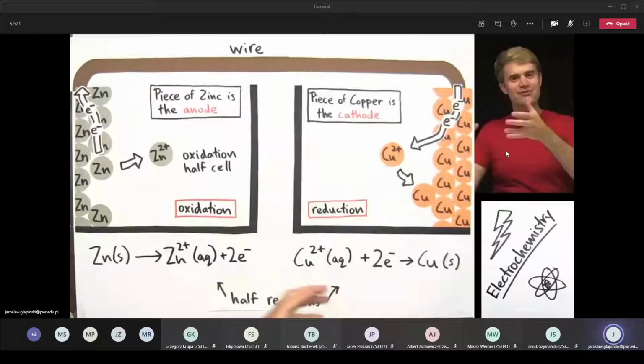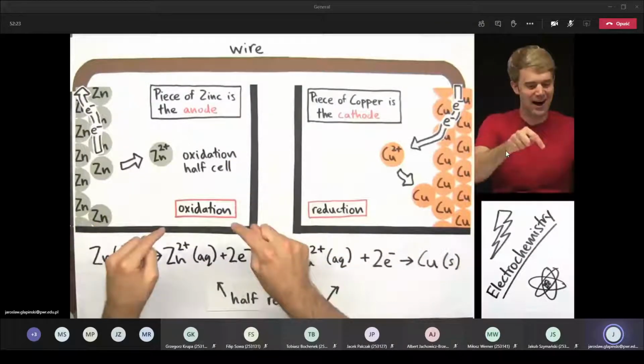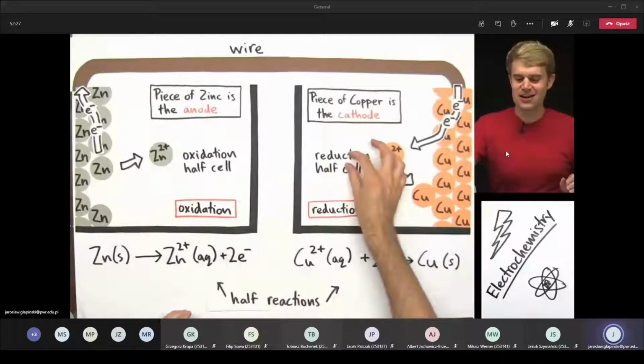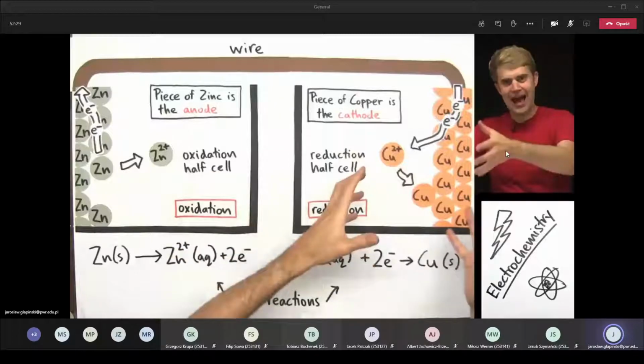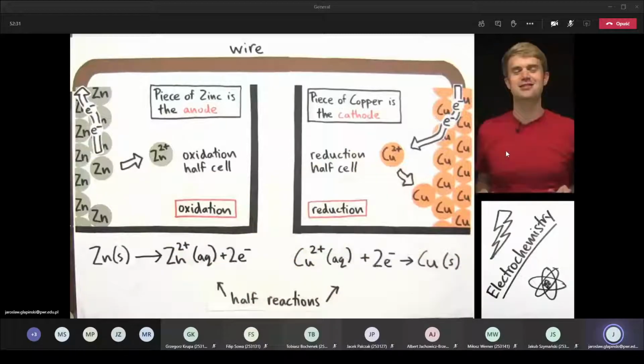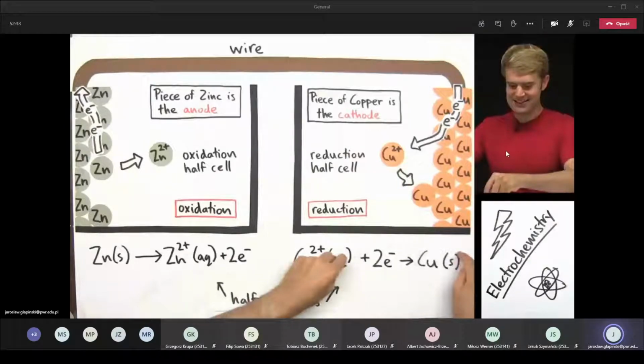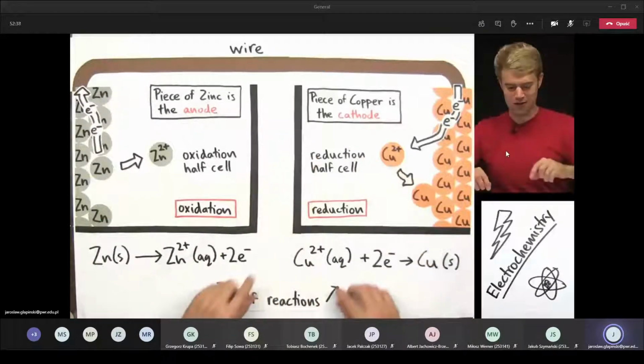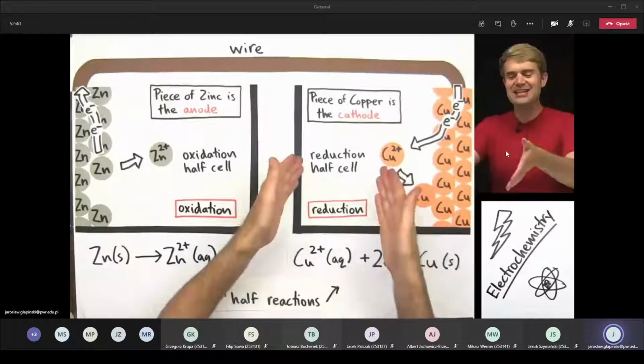It's half of the voltaic cell where the oxidation is taking place. And we call this the reduction half cell. It's half of the voltaic cell where reduction is taking place. And it is these half reactions that show what's going on in each one of the half cells.